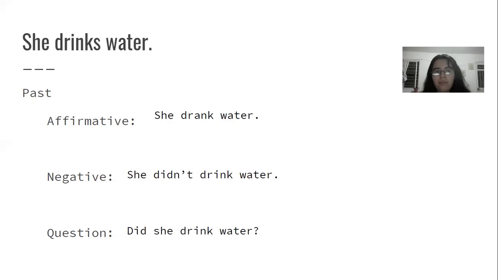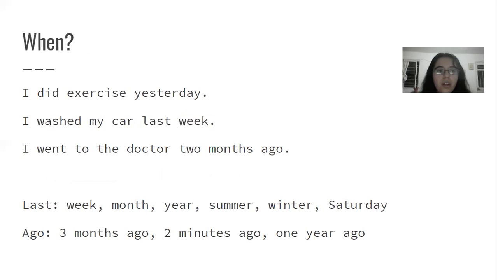So that's that for the examples. In the simple past, we can say when that thing happened. For example, I did exercise yesterday. I washed my car last week. I went to the doctor 2 months ago.